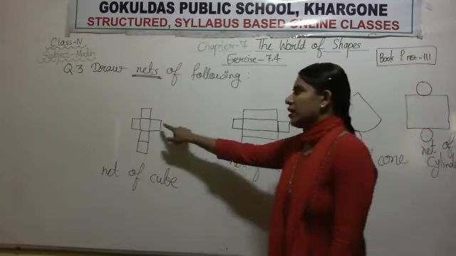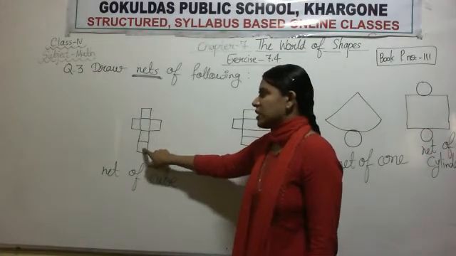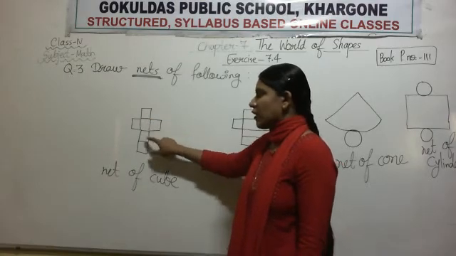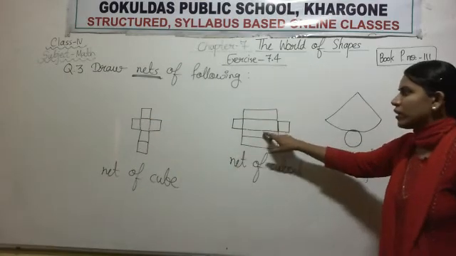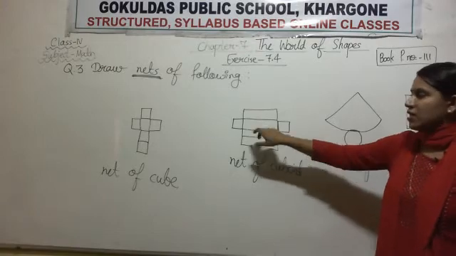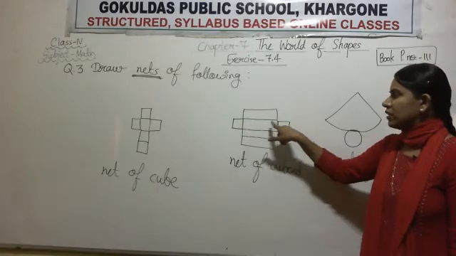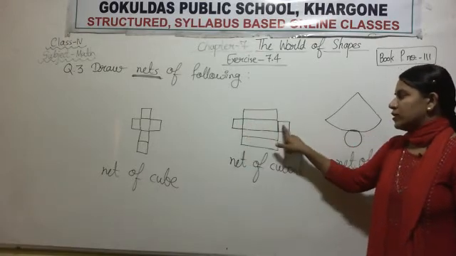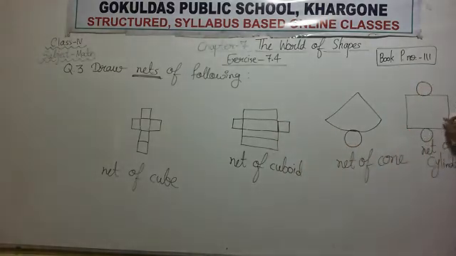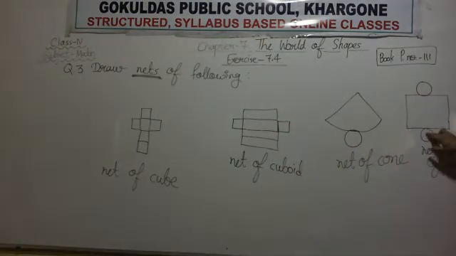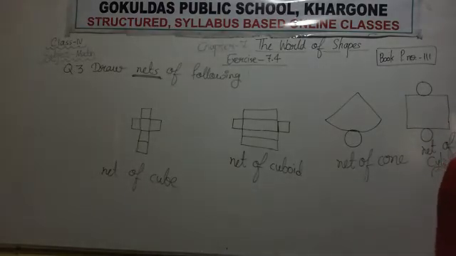Remember here, all these squares are of the same size. Here these four rectangles are of the same size, and these two squares are of the same size. In the net of a cylinder, these two circles are of the same size.